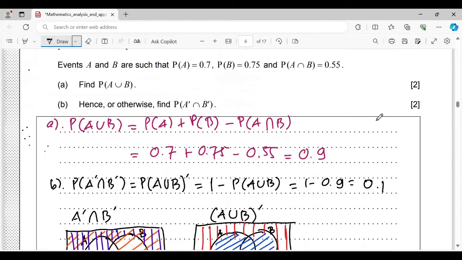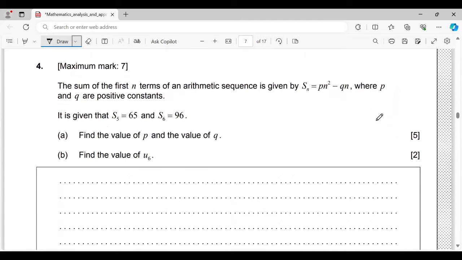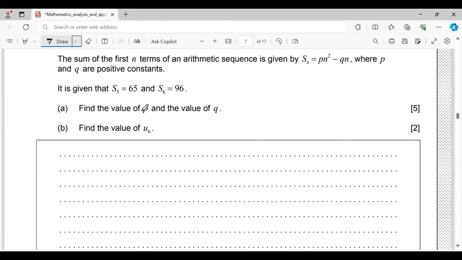Next. What else? Okay. Next. Number 4. The sum of the first n terms of an arithmetic sequence is given by Sn equals pn squared minus qn, where p and q are positive constants. Given that S5 equals 65 and S6 equals 96, find the values of p and q.